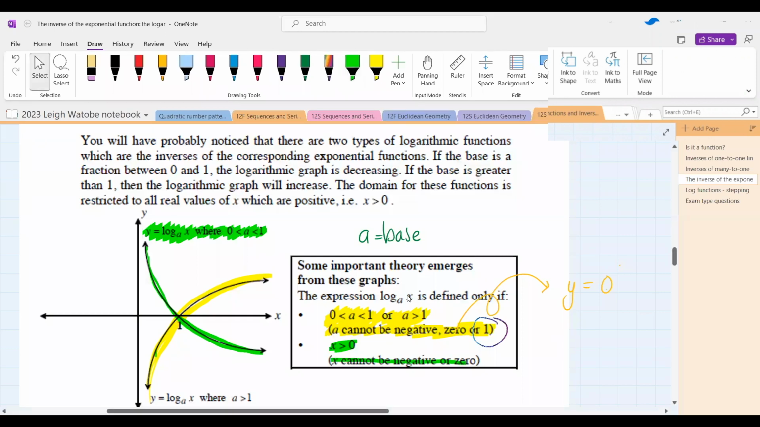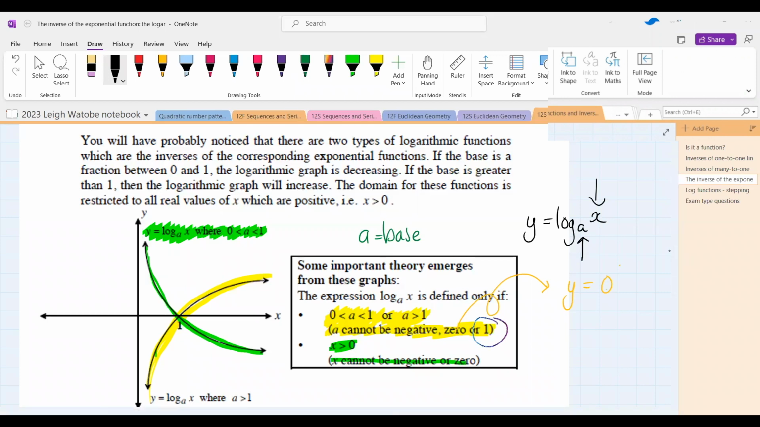Your number x, the x that they're talking about, is this one. If I say y equals log, and then my base, if I use the letter a to represent my base, x, it's this x over here. That cannot be negative or 0. A, this number over here, that's my base. It cannot be negative or 0 or 1. This is what they're referring to.